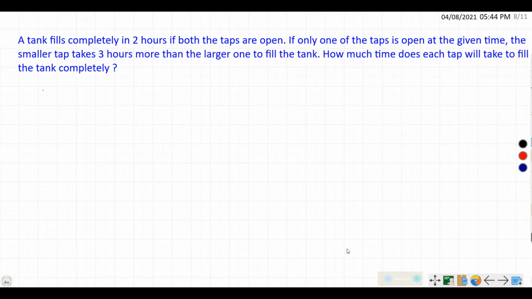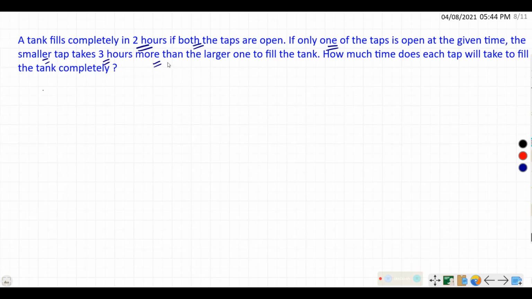Here is a question: a tank fills completely in 2 hours if both the taps are open. If only one tap is open at a given time, the smaller one takes 3 hours more than the larger one to fill the tank. How much time will each tap take to fill the tank completely? You can pause the video and read the question once again.